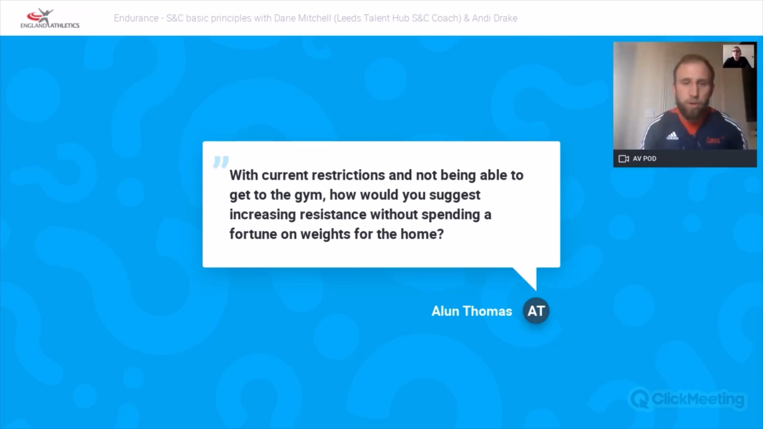Cool. Next one. With current restrictions and not being able to get to the gym, how would you suggest increasing resistance without spending a fortune on weights for the home? Another great question. Okay, if you don't have any resistance at home, there are ways to get resistance. If you've got a backpack, you can fill bottles of water or get some sandbags and put them in your backpack, something like that. That's a great way of incrementally challenging your body so that it adapts. You're giving it a great stimulus each time. So that's a great way.